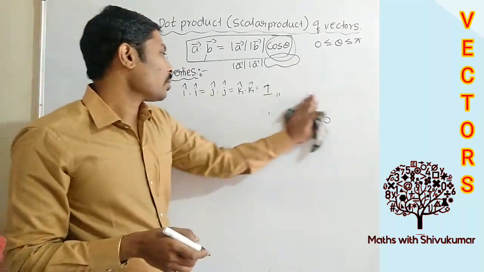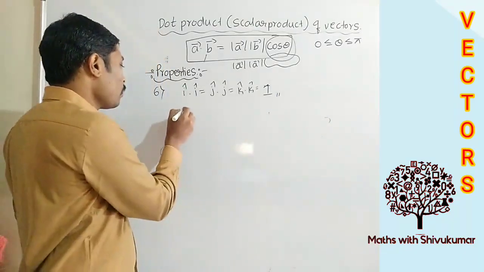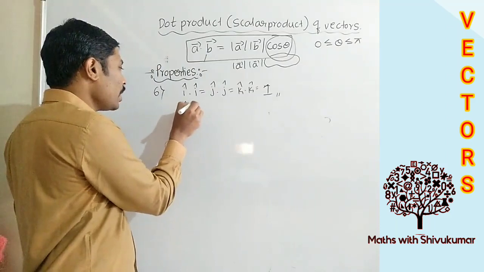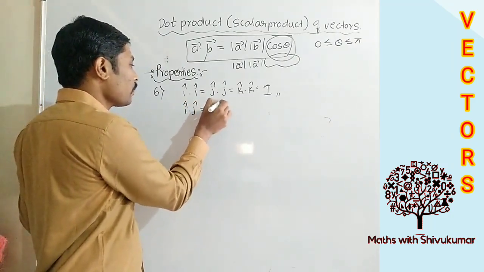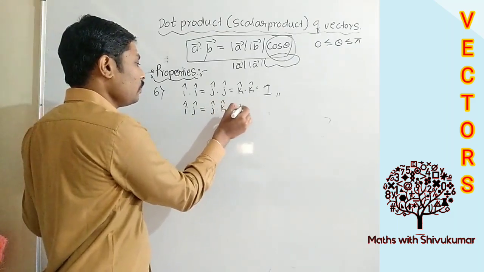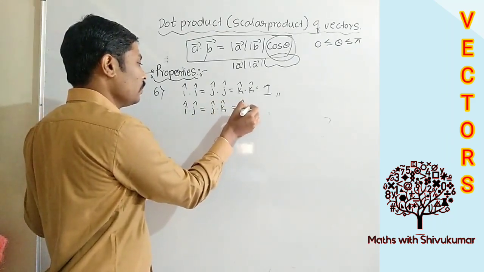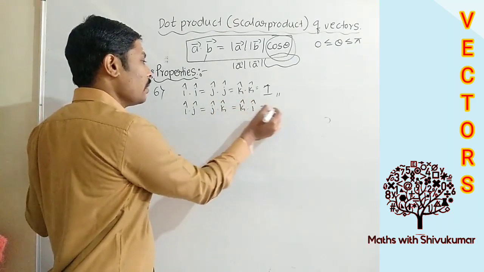So another important information here. What is i dot j? What is j dot k? What is k dot i? What is this value?